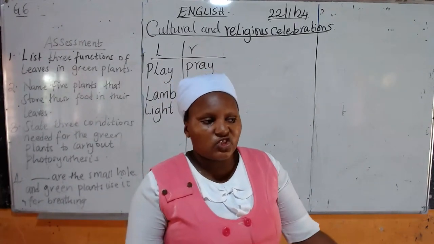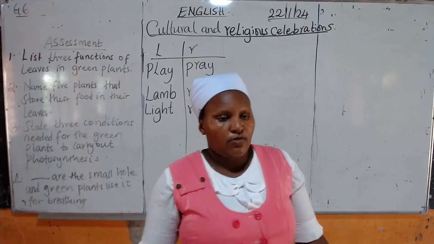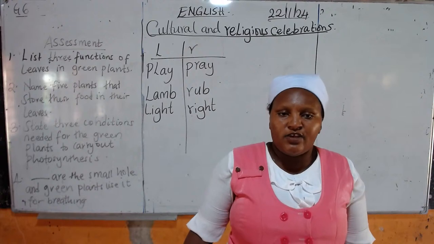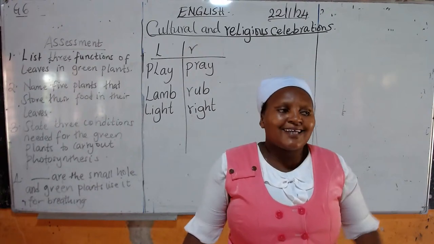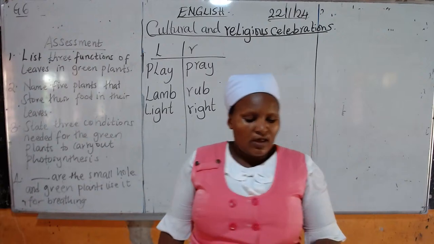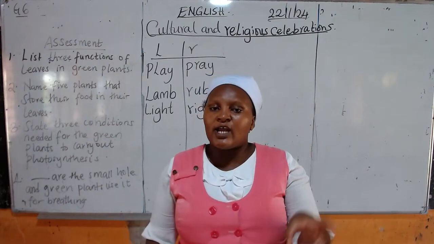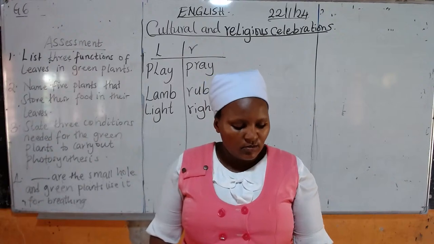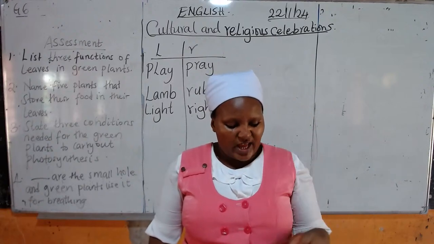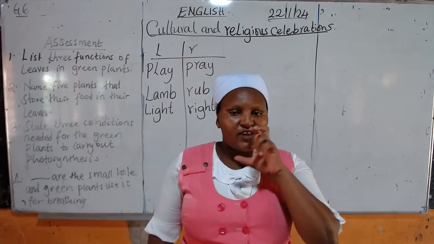You have read the conversation, isn't it? What is this event that they were preparing for? Yes, Juliet. Prize-giving event, isn't it? Is that a cultural or a religious event? It's a cultural celebration. Have you had one in our school? Yes. Now identify the proverbs used in the conversation and discuss their meaning. Have you come across phrases or proverbs?